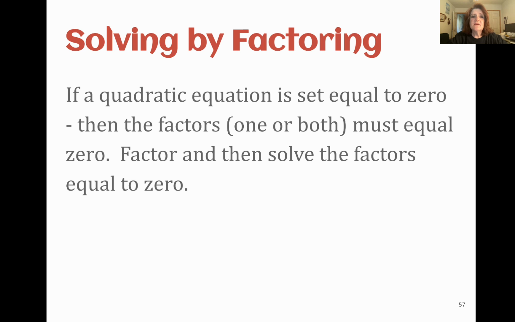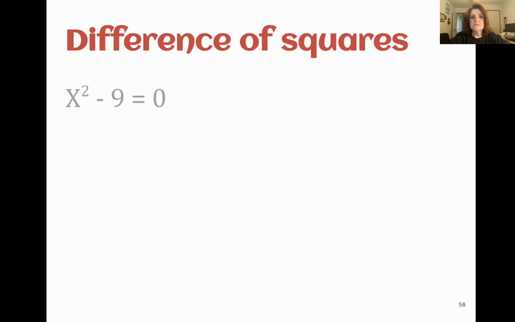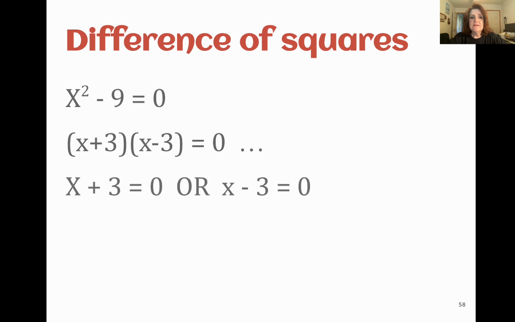If a quadratic is set equal to 0, then the factors, one or both, must equal 0. Factor and then solve the factors to set it equal to 0. So the first thing we're going to look at is the difference of squares. X squared minus 9 would factor to be x plus 3 times x minus 3. When that equals 0, that means that either the first term, x plus 3, or the last term, x minus 3, has to equal 0. Solving that, we get x to be -3 or +3.